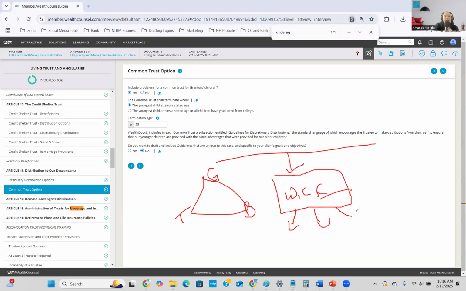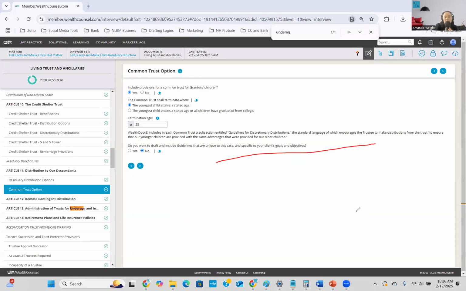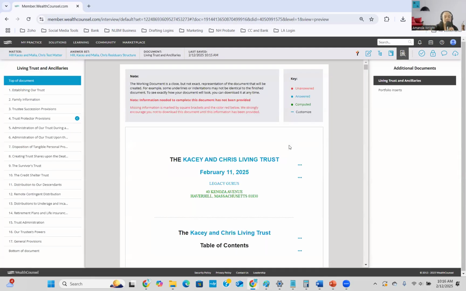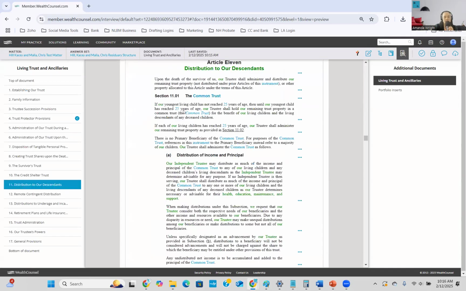Let's go over there and look at the language in the document so we can see what we are drafting. Now, the cool thing is you can have scenarios set up so that each of these different options you have already saved. So if you see a design sheet that says common trust outright, you can have a scenario that designs the residuary that way. And that is in our scenario index. Let's go down to Article 11. Now we have the common trust.